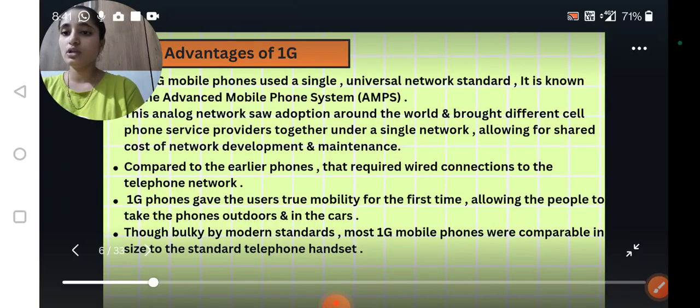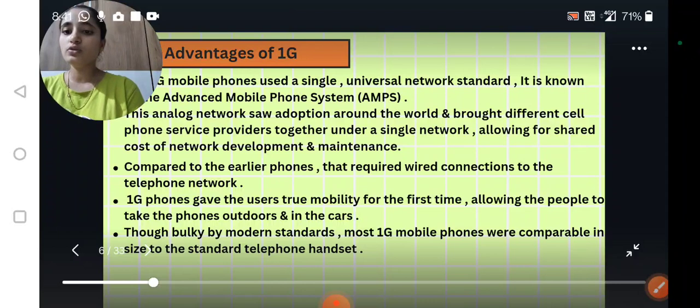Advantages of 1G. 1G mobile phones used a single universal network standard, known as the Advanced Mobile Phone System. These analog networks saw adoption around the world and brought different cell phone service providers together under a single network, allowing for shared cost of network development and maintenance.